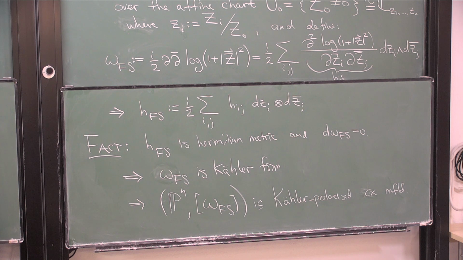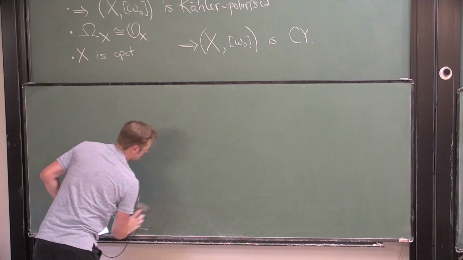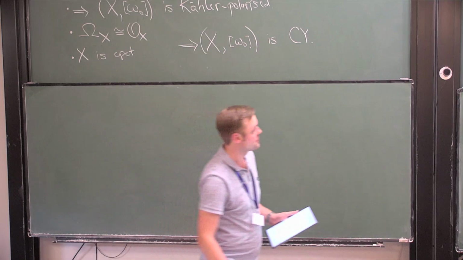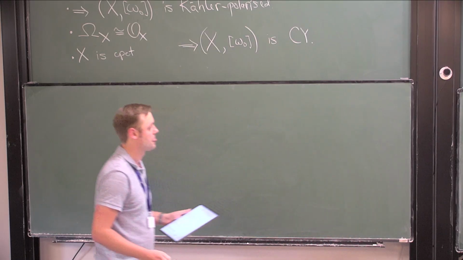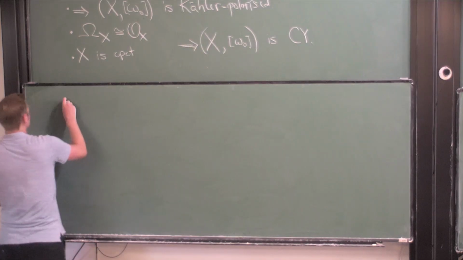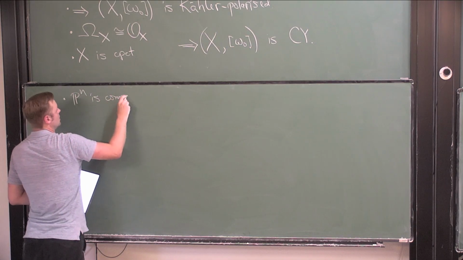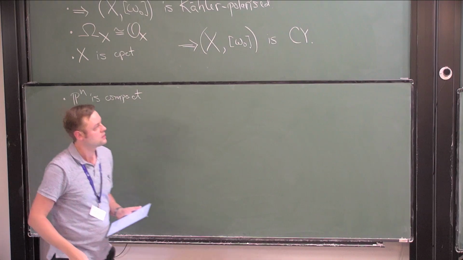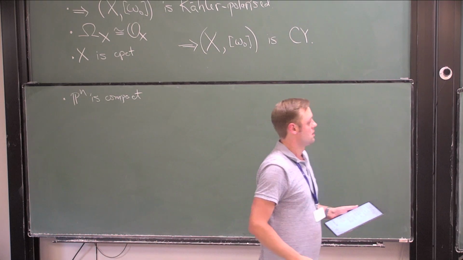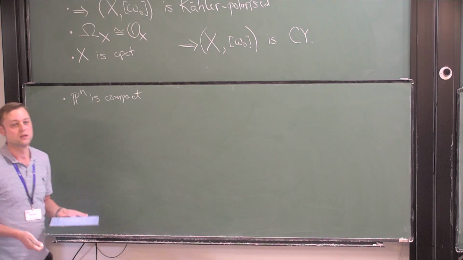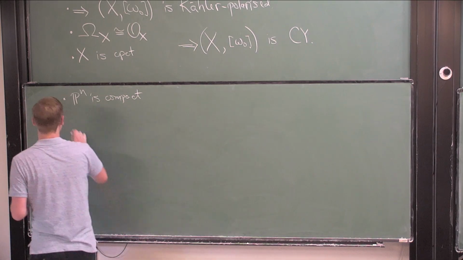So P to the n is a complex manifold. It has a well-defined Kähler metric, this very famous Fubini-Study metric. It is compact. But it's not Calabi-Yau. Why? Because the canonical bundle of P to the n is not trivial.